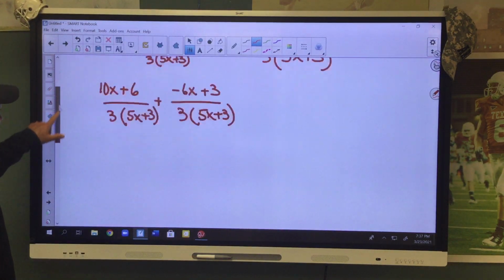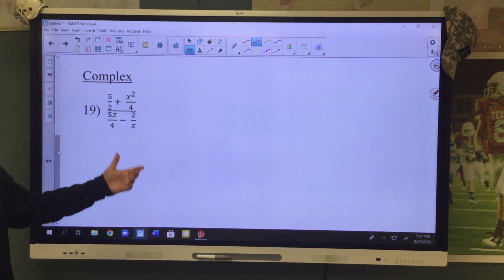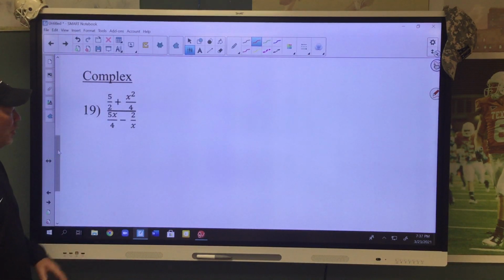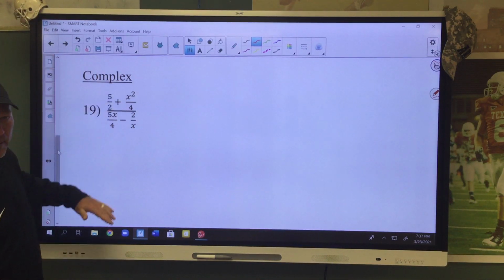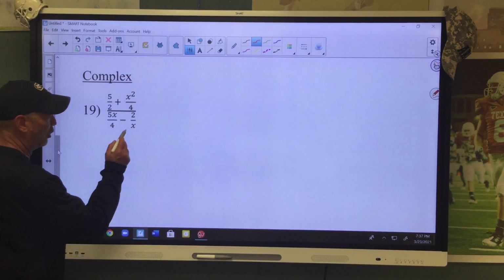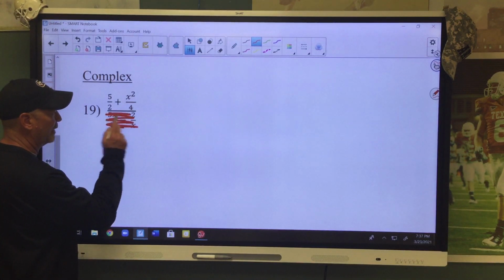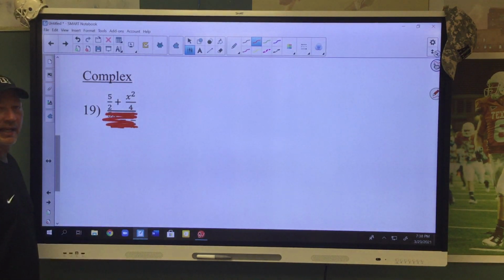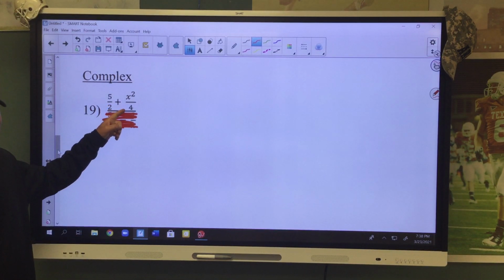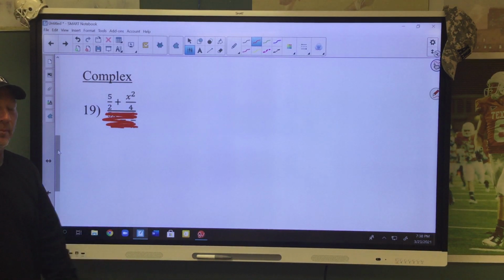Let's see what we have. Complex fraction. Now remember, we're going to take this one at a time, the top half and then the bottom half. So I'm going to ask you, don't even look at this guy yet. Save that guy to the very end, okay? So we're going to add, we're going to get a common denominator.